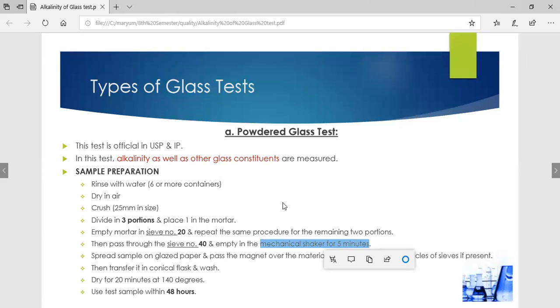Separate samples on glazed paper and pass a magnet over them. If any metal is present in the glass, or any metal gets into the glass powder during trituration or size decreasing, it gets detached from here and gets removed from the glass powder. Then we will transfer the glass powder into a conical flask, wash it, and then dry the glass powder for about 20 minutes at 140 degrees, and use the test sample within 48 minutes.